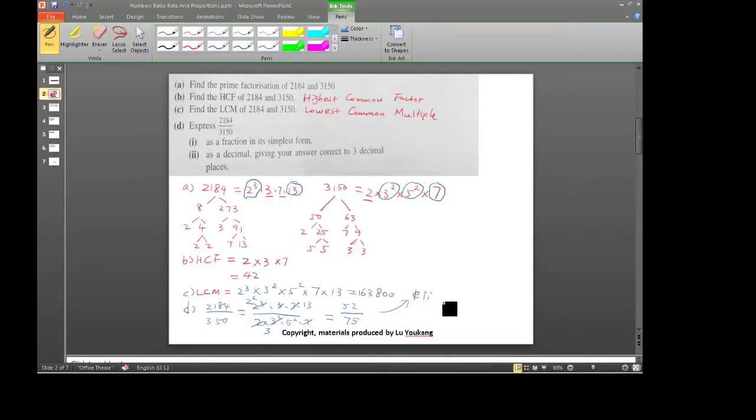Now let's continue to part 2. Find it as a decimal and give the answer correct to 3 dp. So take out your calculator, you will get 0.693333. So you have a 3 recurring, and therefore to 3 dp you will get 0.693. Let me save it before we continue to the next slide.